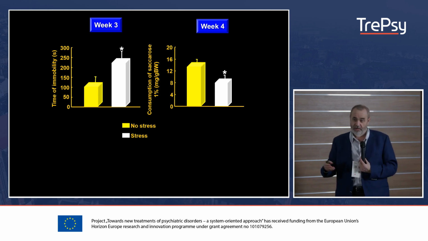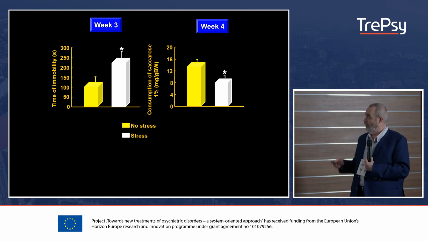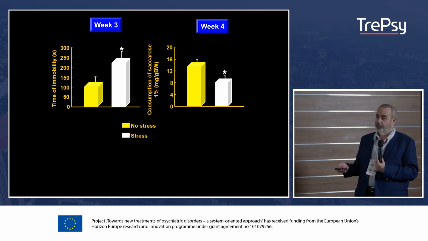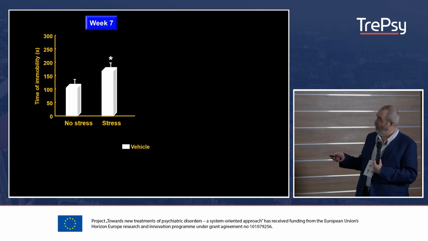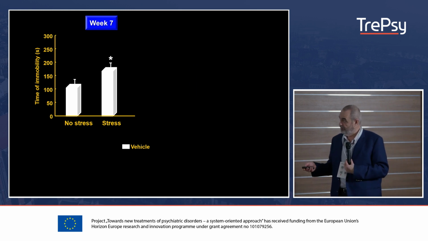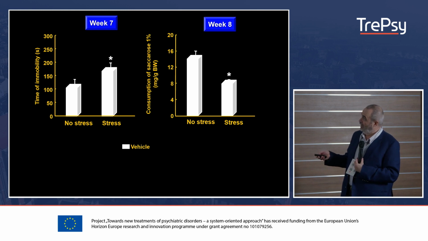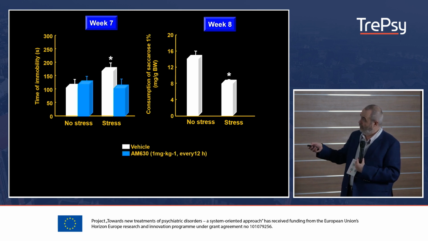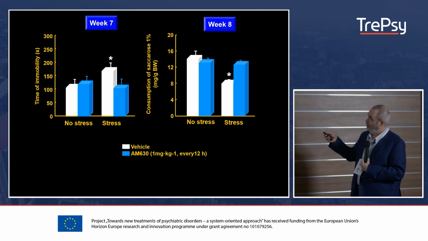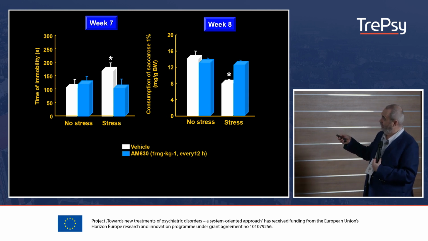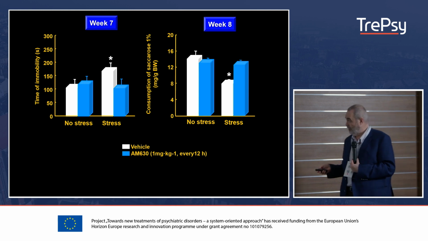We have a model of chronic mild stress. So from here, we used the treatment with AM630, and these were the results. On week 7, after 3 weeks of treatment with AM630, the results were a complete block in the time of immobility. Here, you just see the difference, and the same thing happened with the consumption of saccharose, which increased very significantly in the stressed animals treated with AM630.